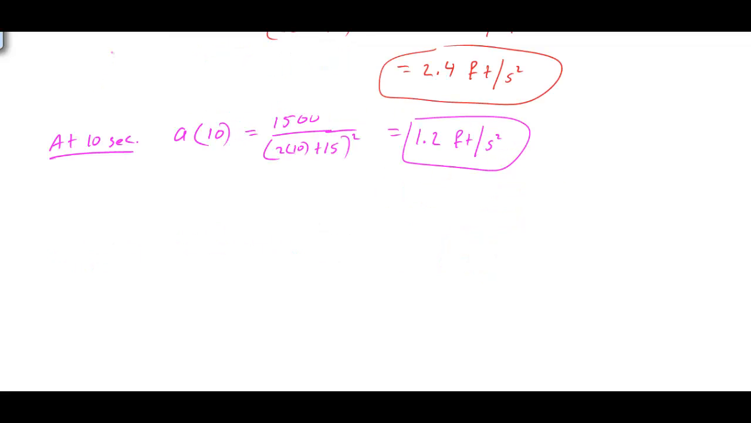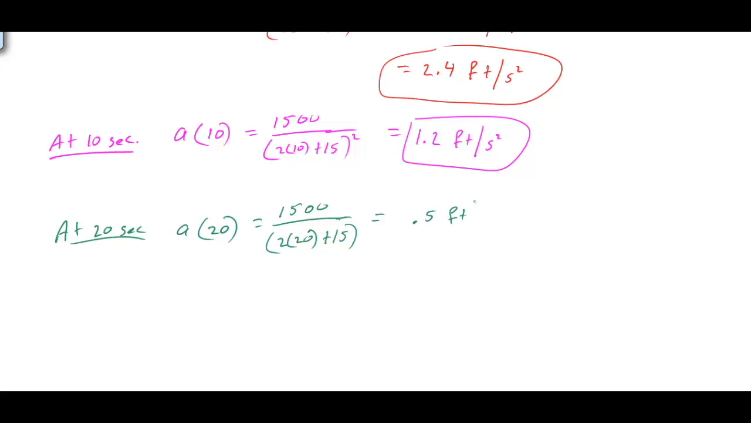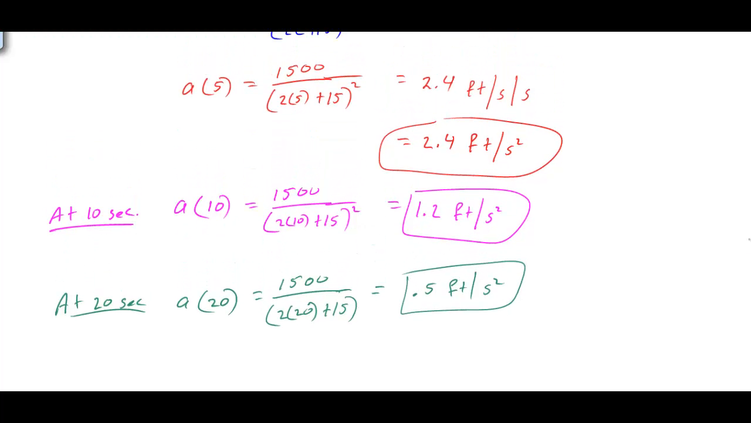And let's see what's happening at 20 seconds. Well, if we plug 20 in, we end up with 0.5 feet per second squared. So you can actually tell here it looks like your acceleration is decreasing as we go from 5 seconds to 10 seconds to 20 seconds.